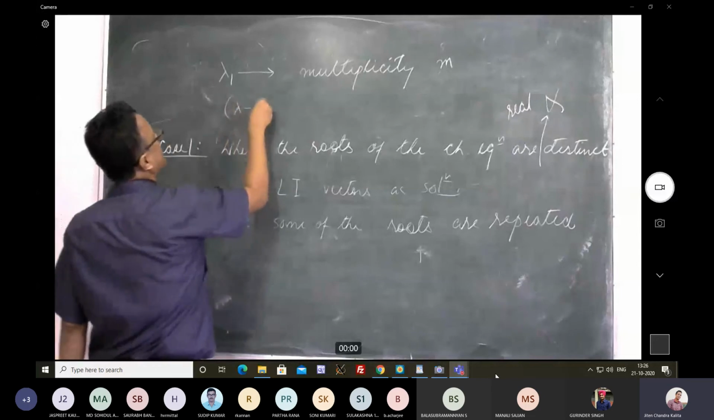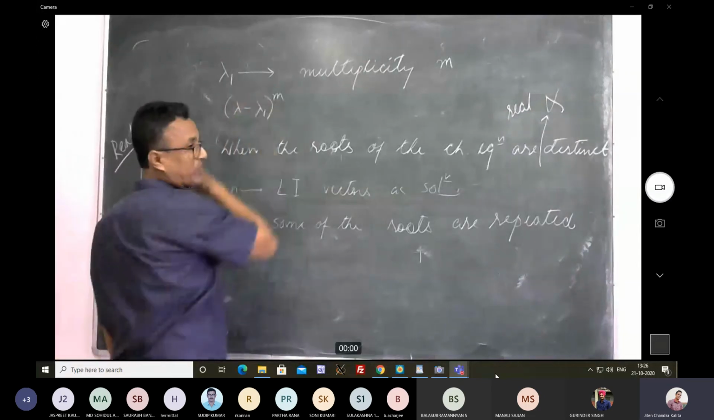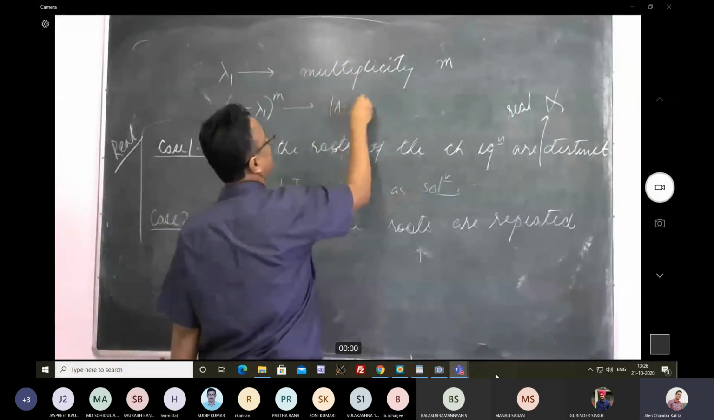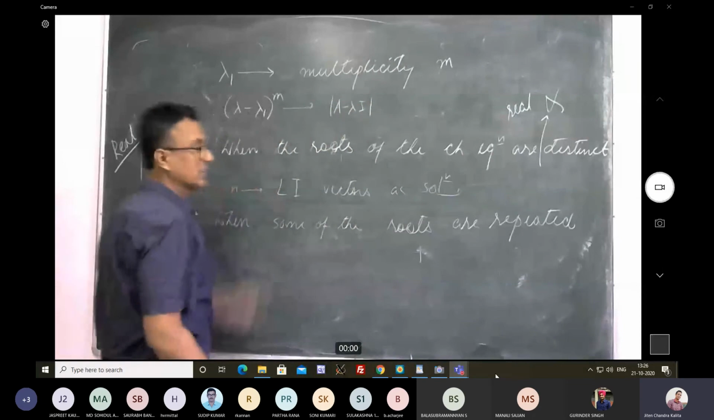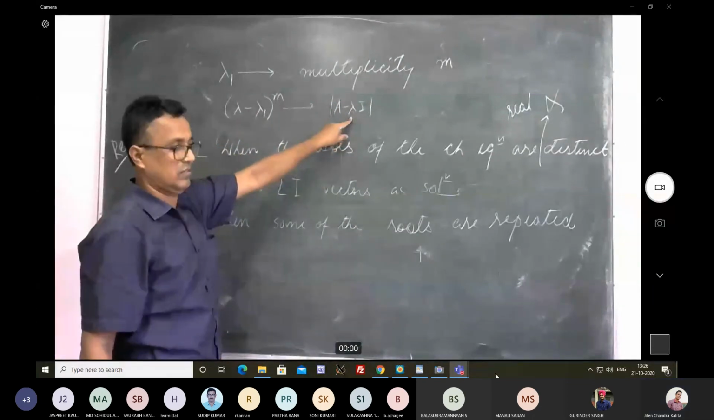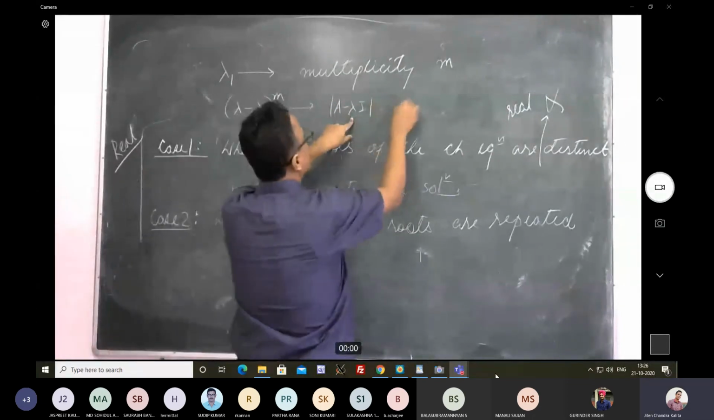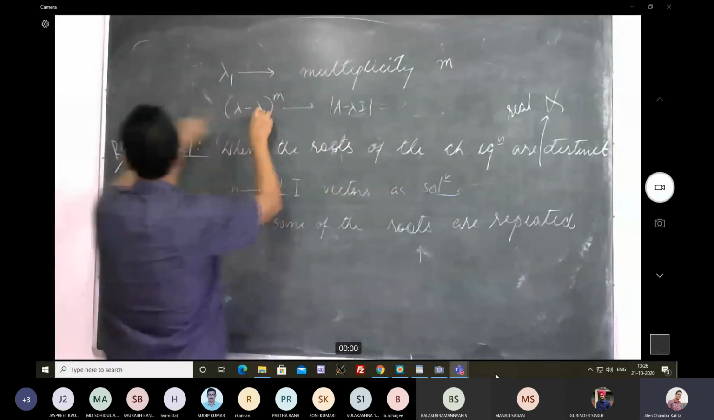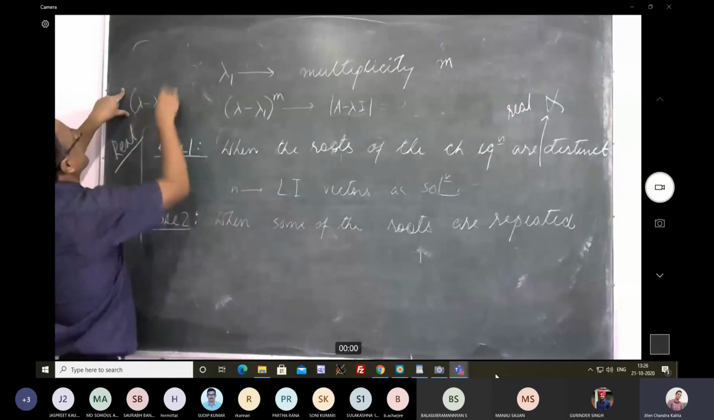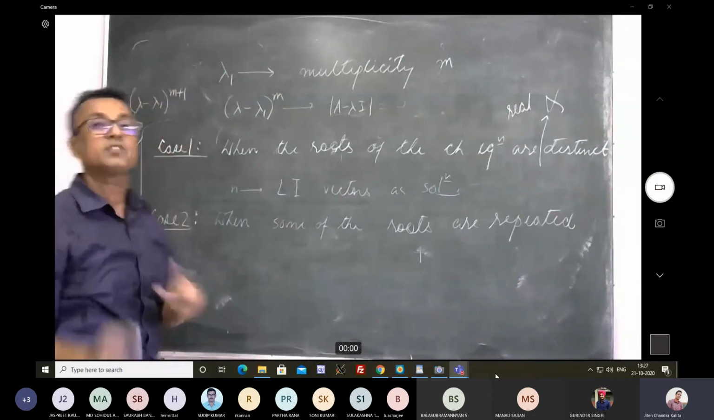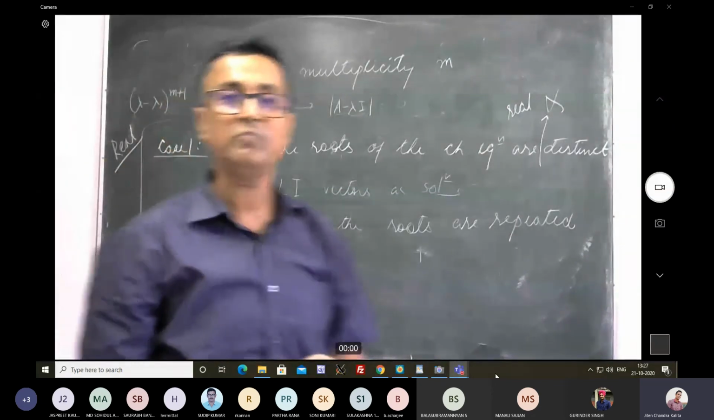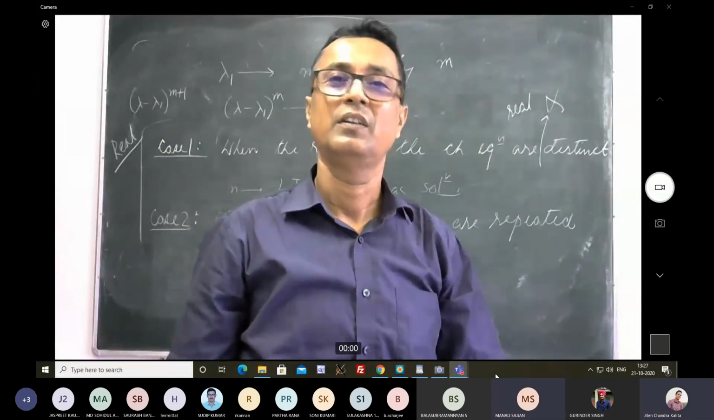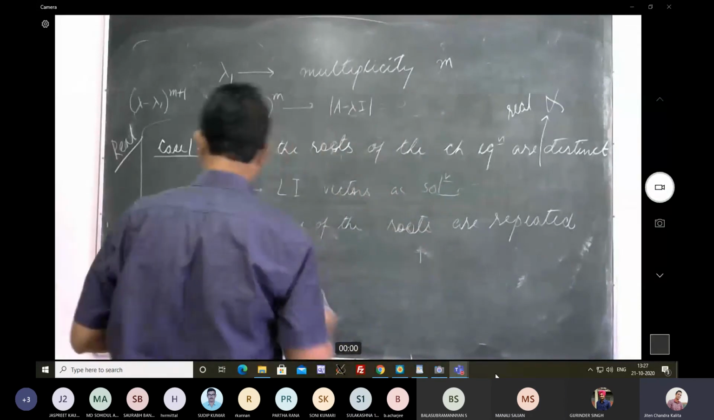So that means lambda minus lambda 1 to the power m is a factor of your characteristic equation, a minus lambda I, the left hand side of the characteristic equation. But lambda minus lambda 1 to the power m plus 1 is not a factor. Is it okay? Fine. Okay. So now what may happen?